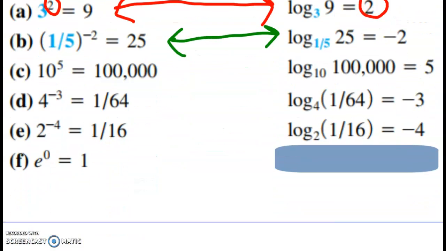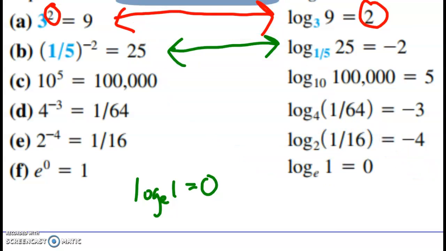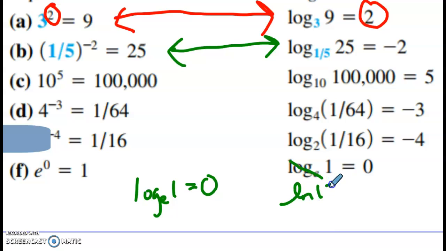Oh, I think I have another one here yet. e to the 0 equals 1. That's the same as saying log base e of 1 equals 0. Now, I want you to notice something. We don't usually say log base e. That's used so much that instead of log base e, we're going to use something called the natural log.